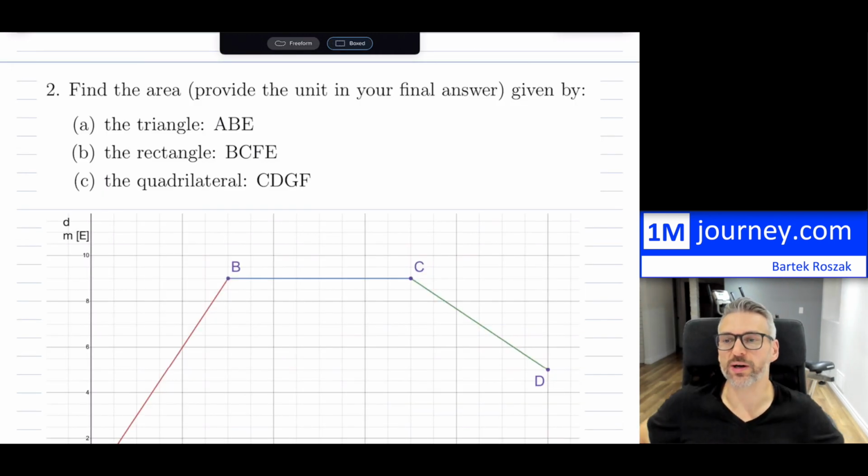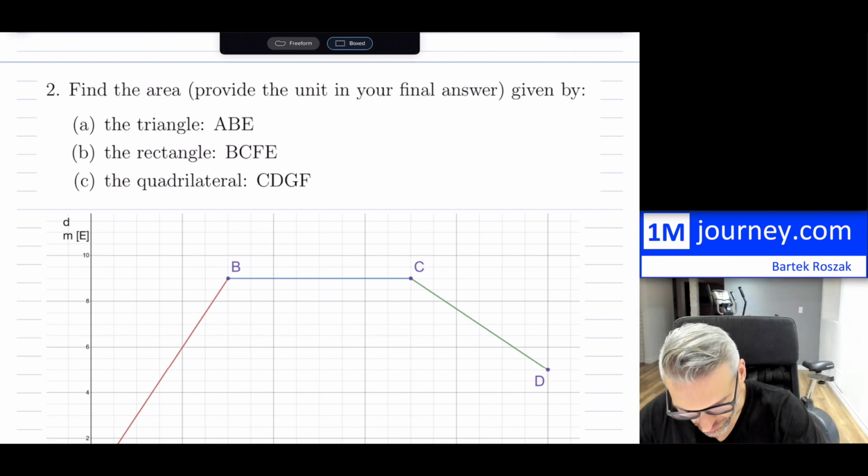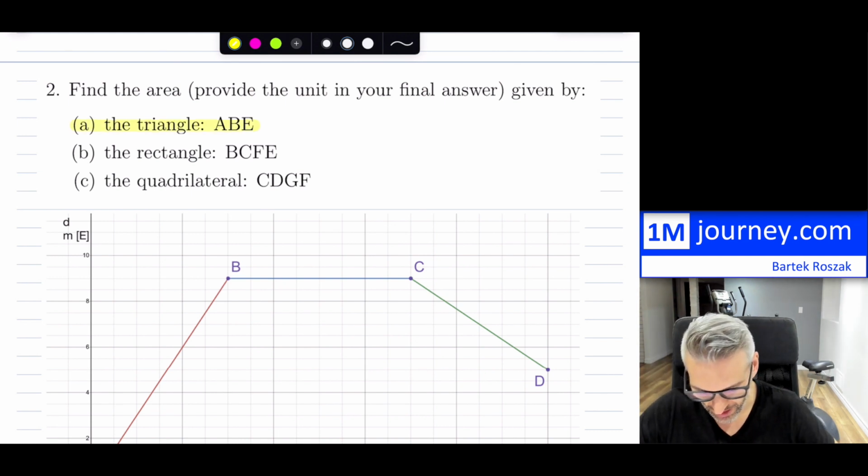In this question, we want to be able to find the area. Now it says to provide the unit in your final answer, so we'll think about the answer as well. Given that, it's providing us three items. So we want to find the triangle ABE.